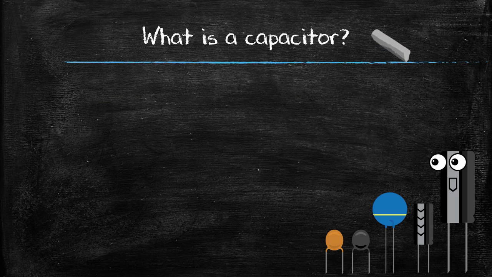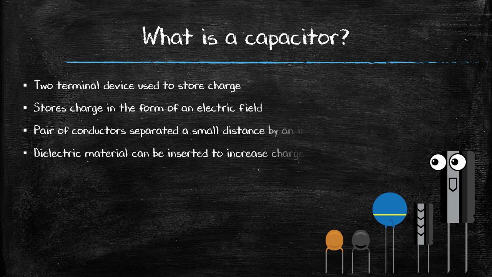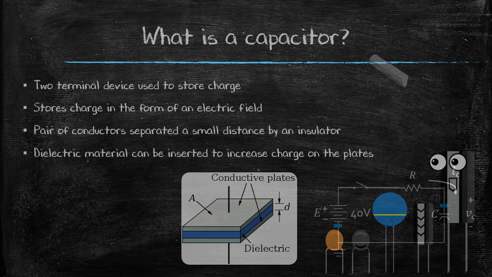Simply put, a capacitor is a two-terminal device used to store electric charge in the form of an electric field. The capacitor consists of a pair of conductors separated a small distance by an insulator. A material, referred to as a dielectric, is inserted to increase the charge on the plates.